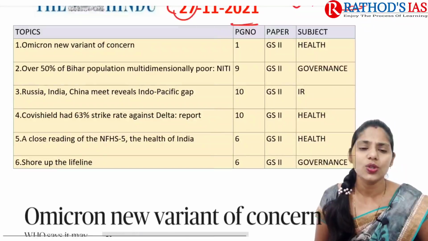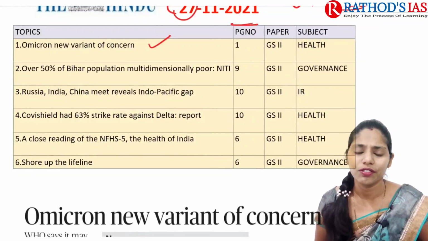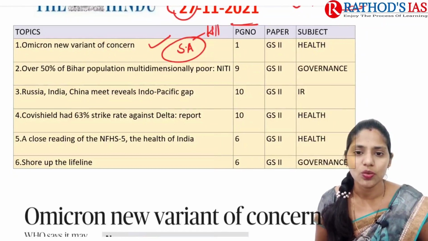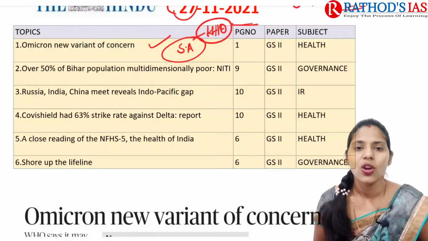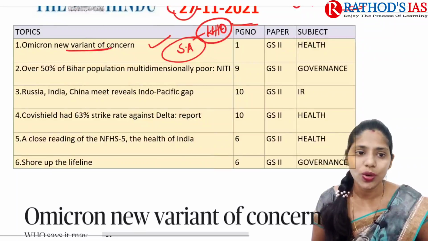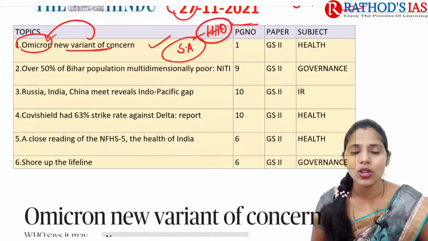And actually this is the new variant of COVID-19 which is spreading very fast in South Africa. So now WHO, that is World Health Organization, has said that this is a new variant of concern and the name of that new variant is Omicron. Okay, so here you need to know about this Omicron.